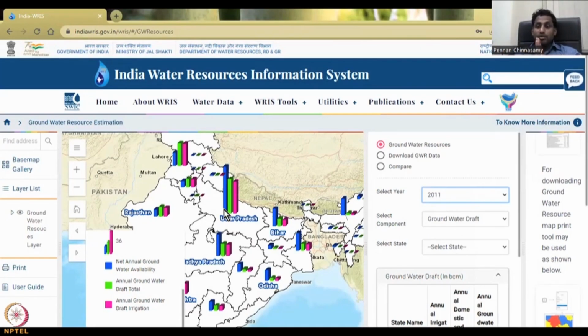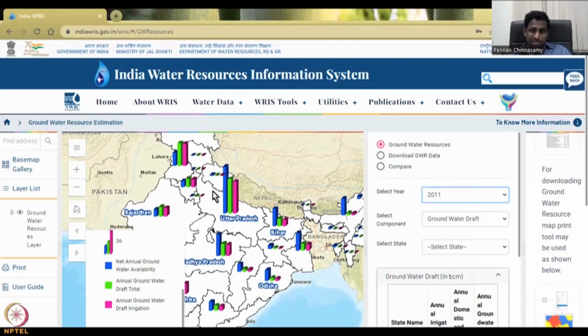Then you have the annual groundwater draft, which is how much water is taken out, in green color. And then the pink is annual groundwater irrigation, so how much of the water taken is used for irrigation. You can clearly see that these are volumes. Of the groundwater availability, most of the water is used for groundwater draft, which has been taken.